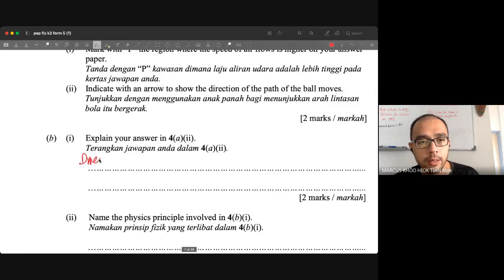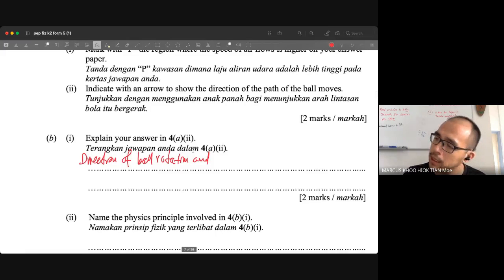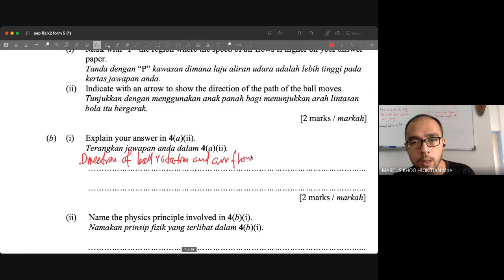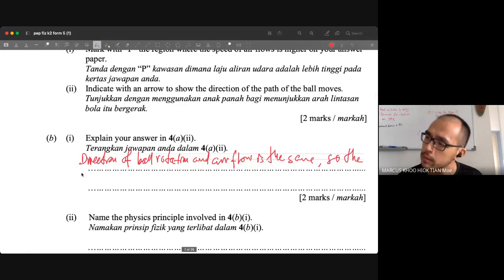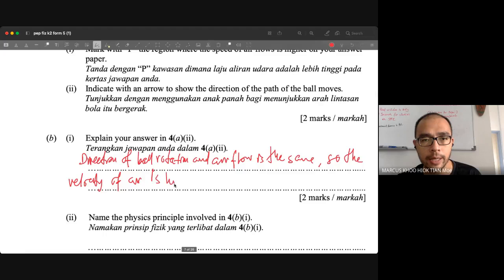So direction of ball rotation and panjang ni sebenarnya airflow is the same. So the velocity of air is high. Okay, velocity of air is higher lah.